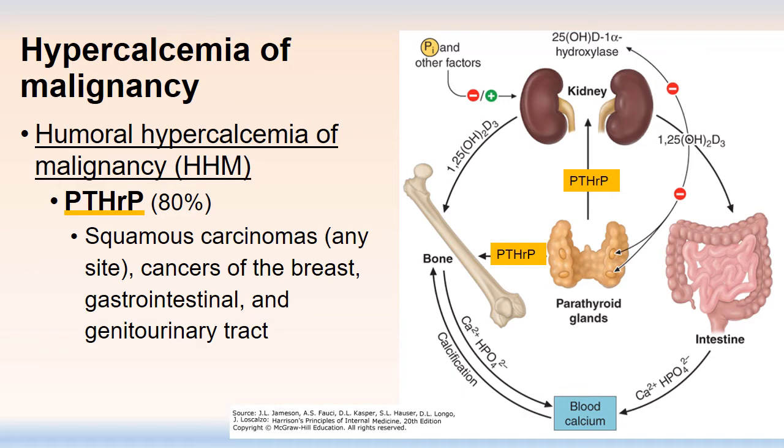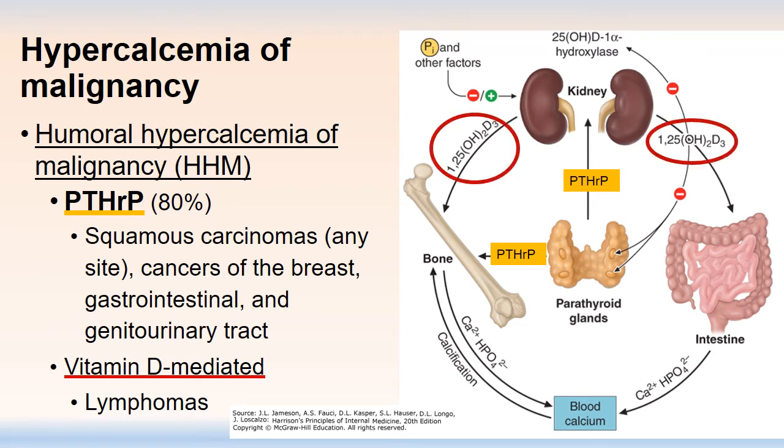As a side note, another way that humoral hypercalcemia of malignancy may occur is associated with certain lymphomas that can secrete vitamin D. So, through normal mechanisms of vitamin D, elevations caused by lymphomas can also result in humoral hypercalcemia of malignancy.